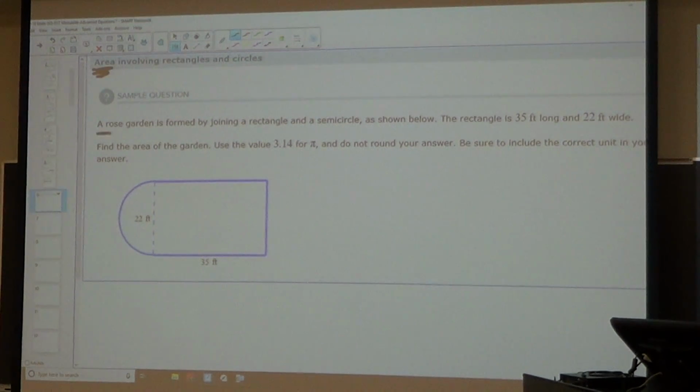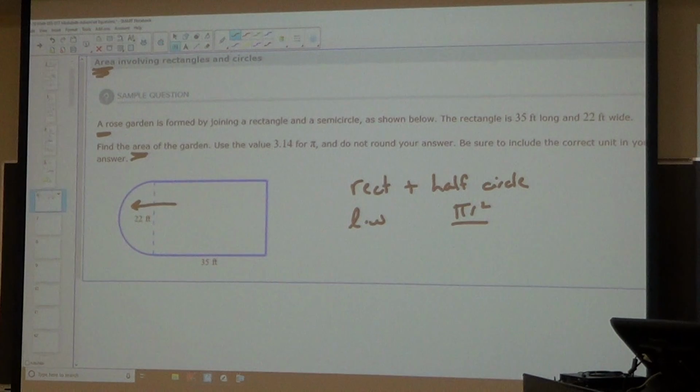Find the area. This is the one: if it's poking out, we're adding. If it's sucking in, we're subtracting. So for this problem, I see a rectangle, and because it's poking out, we are adding half a circle. The formula for a rectangle is length times width. The formula for a circle is pi r squared, and that is a full circle. We only need half a circle, because we're only adding half a circle.